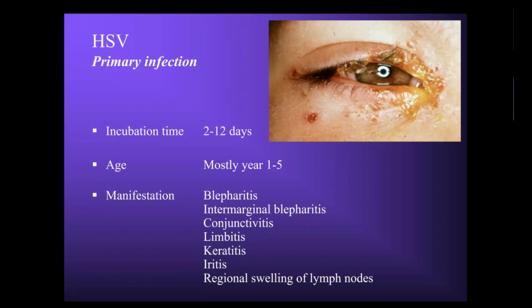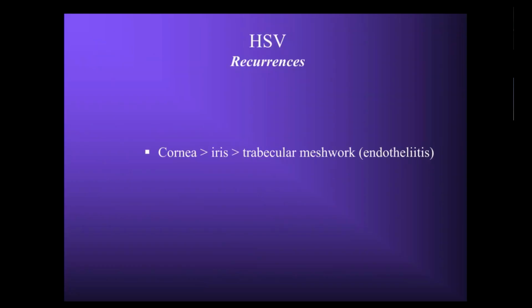And that time, the virus does not prefer the lid or the conjunctival cells, but it prefers the cornea, the iris, the trabecular meshwork, producing some alteration of the eye that is indeed visual harming.